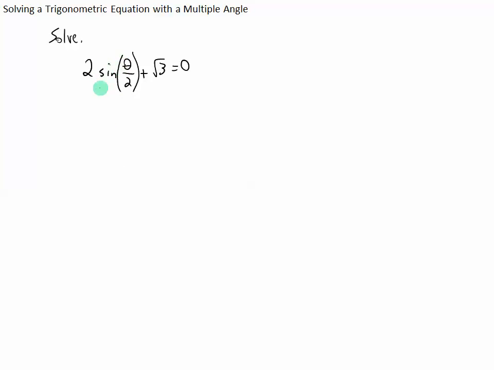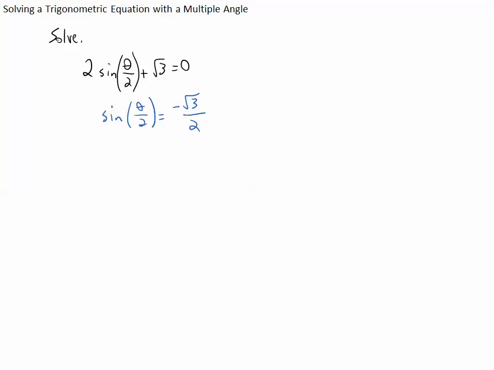The first thing you want to do here is isolate the trig function. So we're going to subtract the square root of 3 and divide by 2. And we see that we have the sine of this angle equals negative square root of 3 over 2. Now, this is clearly going to be a 30, 60, 90 triangle. So we can use our sine inverse, and that's what we'll do first, but I'll mention that it can be easier than that.